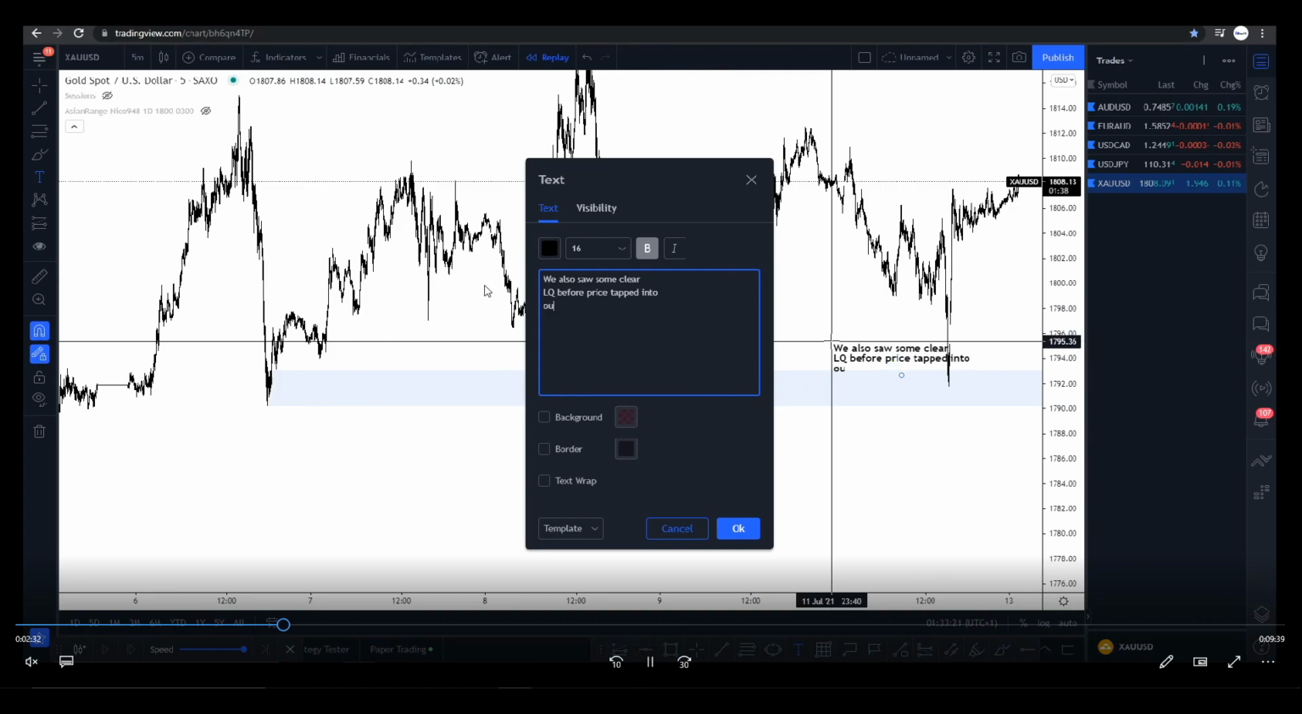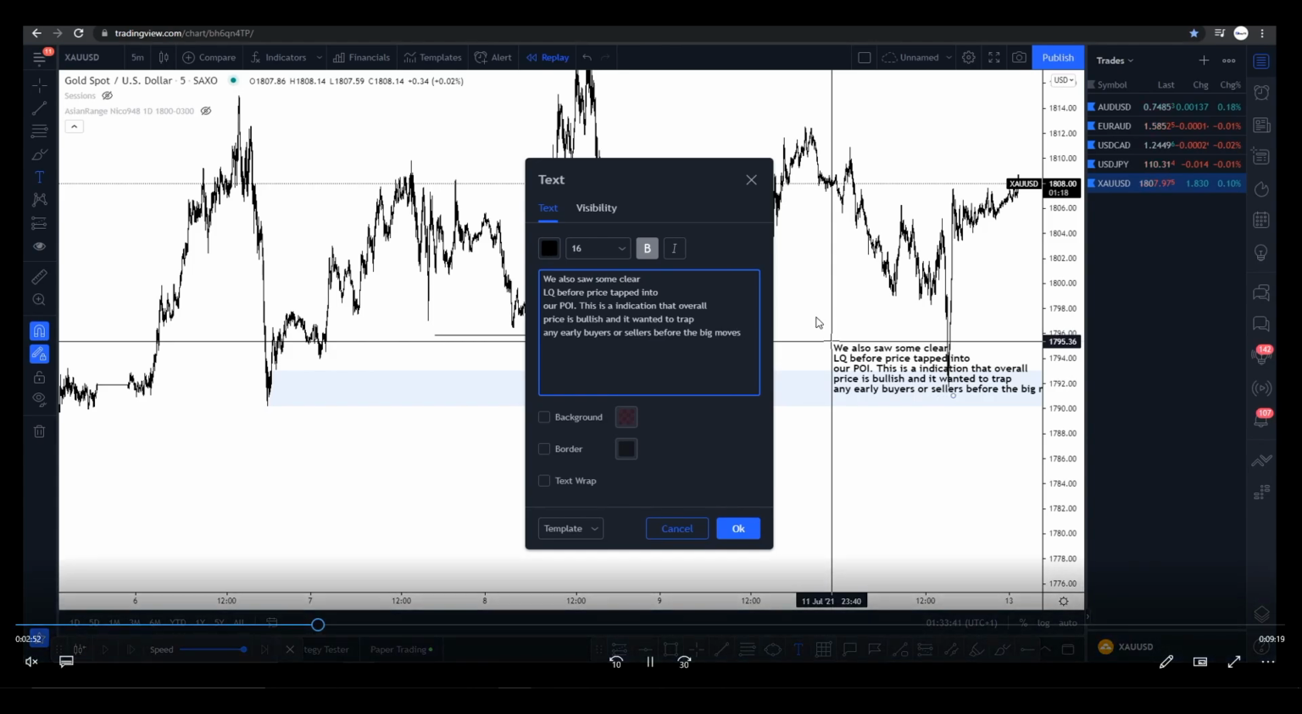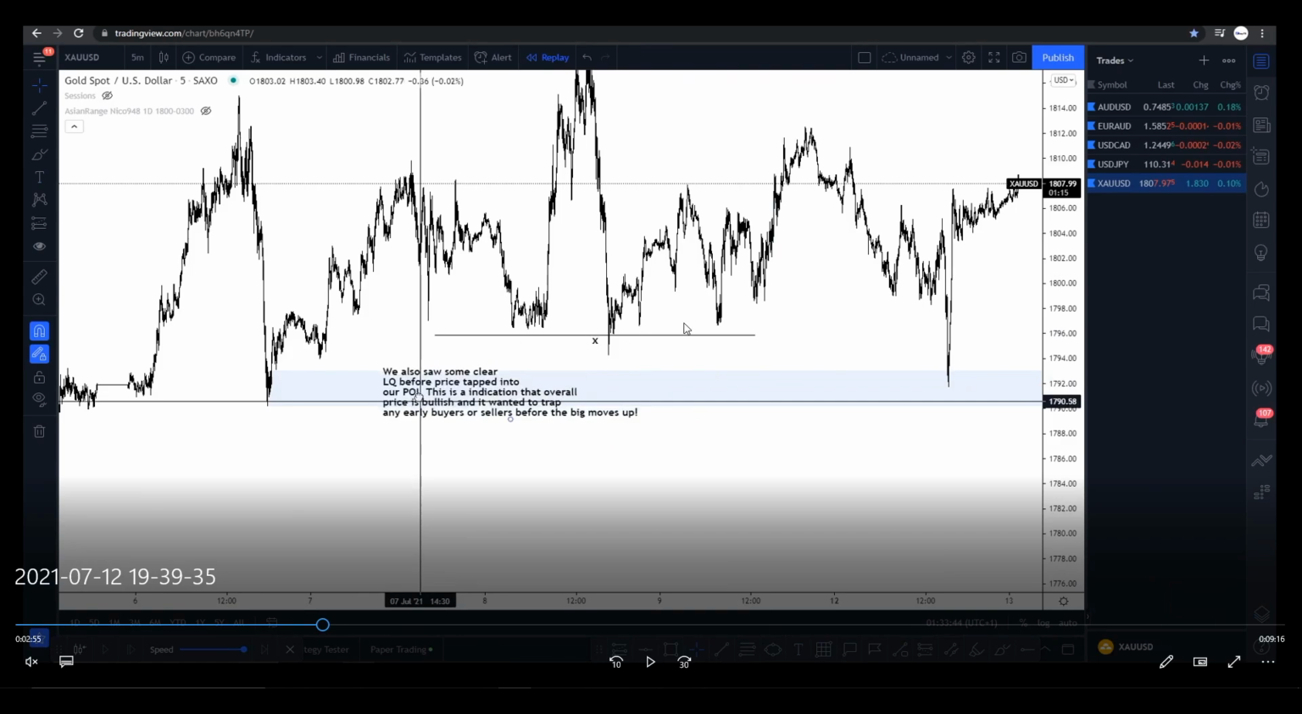So right here, we also saw some clear liquidity before price tapped into our POI, and this is a big indication that the overall price is moving in a bullish market structure. So if there is liquidity being created above and below your levels of interest, what does that tell you? Well, obviously liquidity is being generated from retail money, retail traders that are buying this support right over here. They're investing long-term, long positions. And you also have to think about the retail traders that are entering on that breakout.